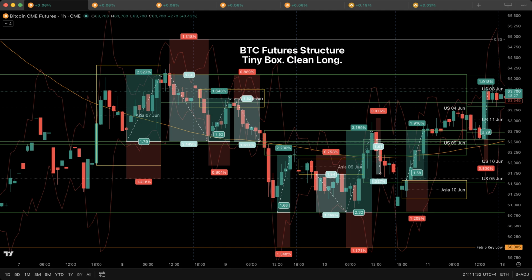Entry: June 10th US upper boundary. Stop: June 10th US midpoint. Target: June 8th US midpoint. Risk-reward ratio: 2.29. Price reaches. It reacts. It holds. Then the long earns execution.